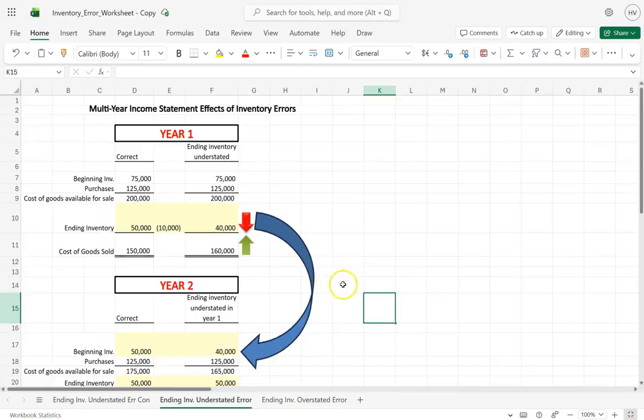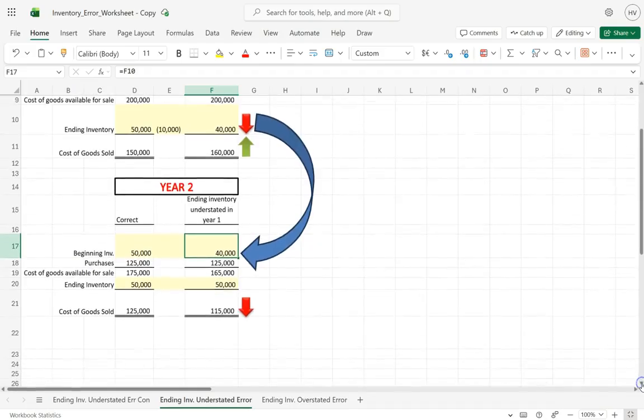So now we're going to go into year two, right? Because we recorded this $40,000 of ending inventory, that's going to go right in here into our following year, our 20X2 beginning inventory number. If we had purchases again of 125,000, now our cost of goods available for sale is 165,000. We do a physical count of our ending inventory at the end of year two and get 50,000. And now that means our cost of goods sold recorded in year two is 115,000.